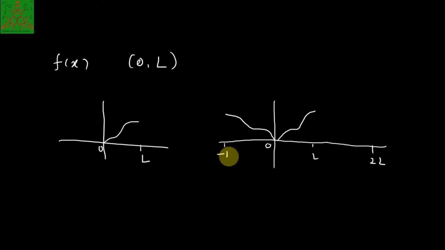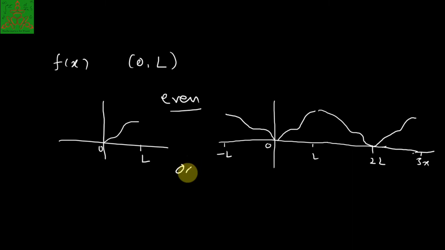This is minus L to L, L to 2L, and here it is 3L. So in this you will get the same type of periodic function. So this is the expansion as an even function, I can say.